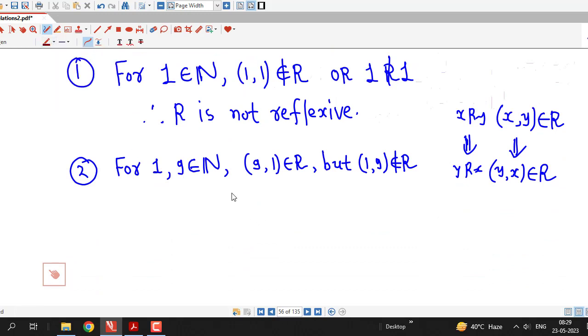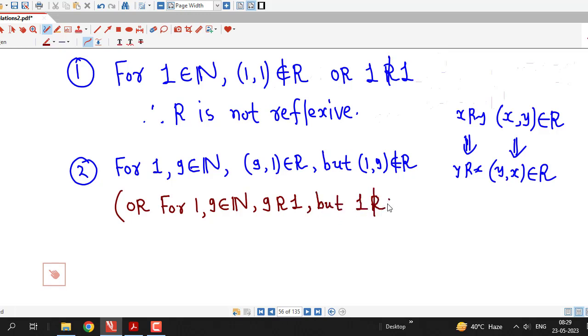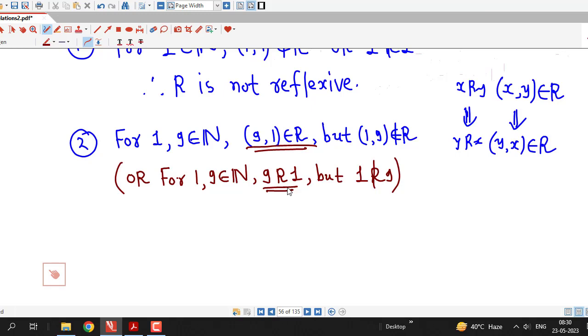We can write in this notation also. Instead of writing in this way, we can write that for 1, 9 belonging to N, 9 is related to 1, but 1 is not related to 9. So either we write in this way or in this way. These are the same things. These are two equivalent notations for an element to be in a given relation. So this says that the relation is not symmetric. Therefore R is not symmetric.